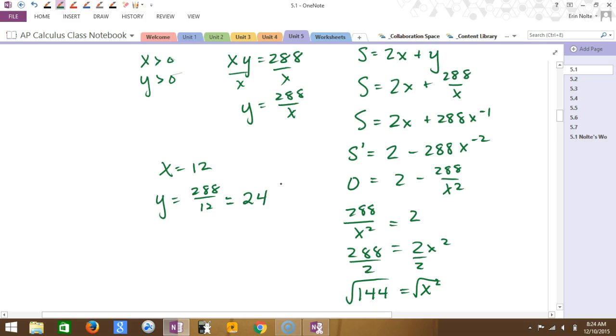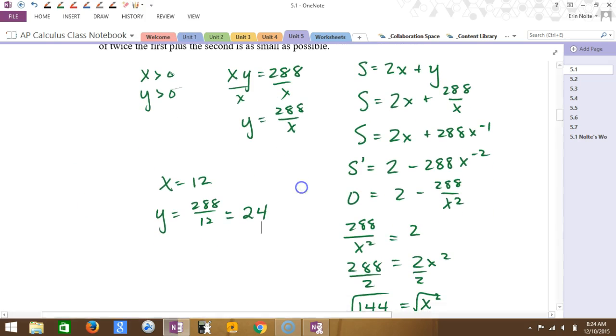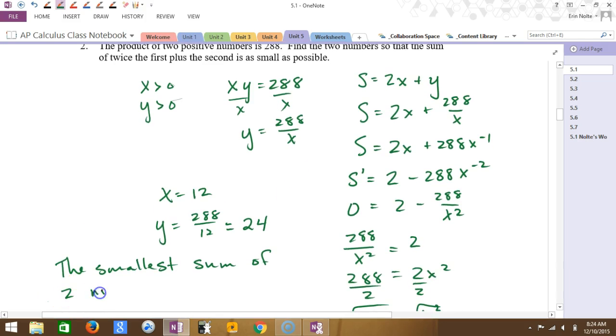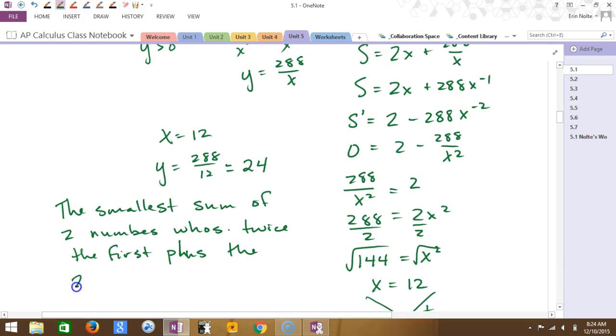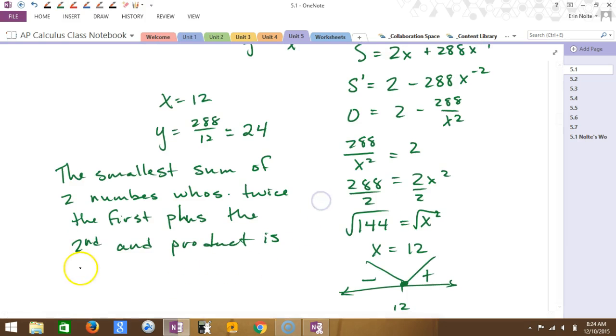So again, to write that as a complete statement, I could say the smallest sum of two numbers whose twice the first plus the second and product is 288 is 12 and 24.